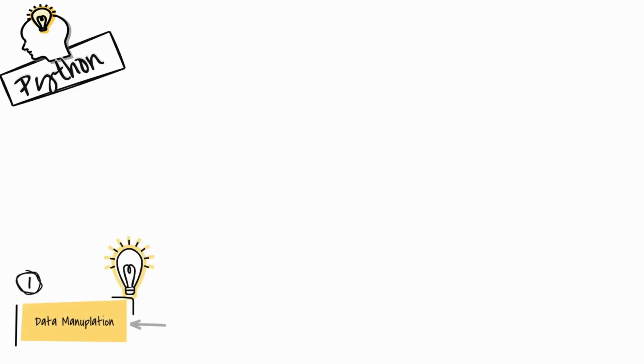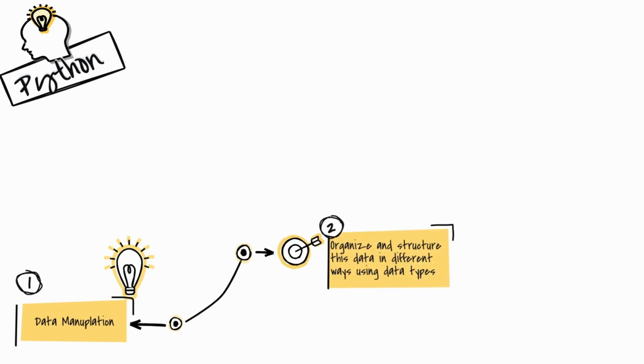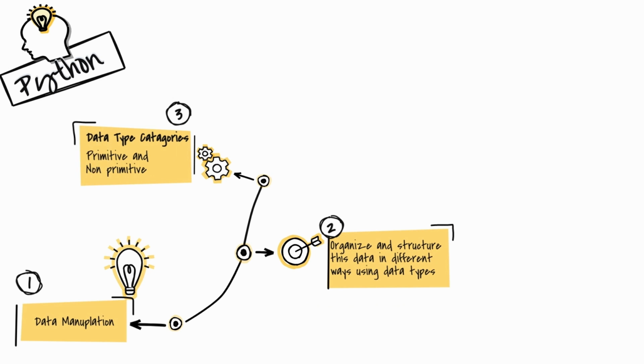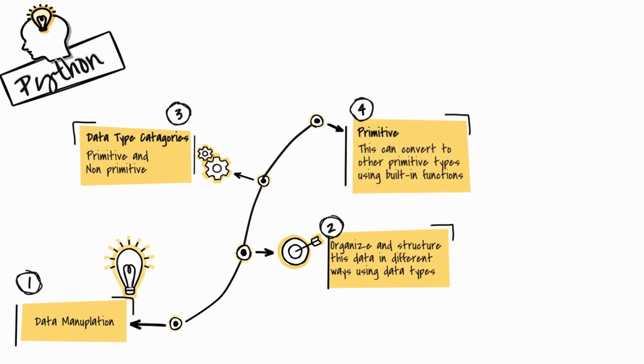Network automation revolves around data manipulation, and we can arrange or structure this data using various data types in Python. These data types can be broadly classified into two categories: primitive and non-primitive. Primitive data types in Python can convert to other primitive types using built-in functions, given that the conversion result is valid. So we can consider primitive data types as integers, floats, complex, booleans, or strings.